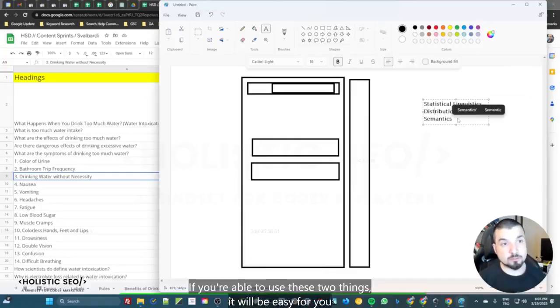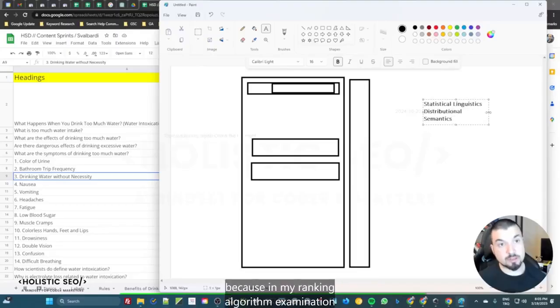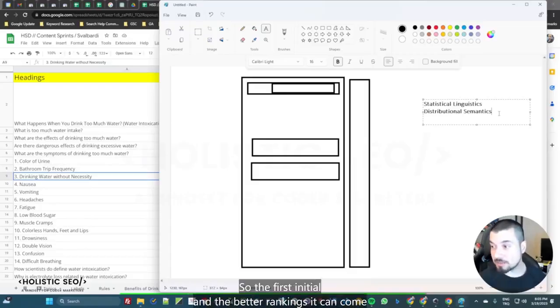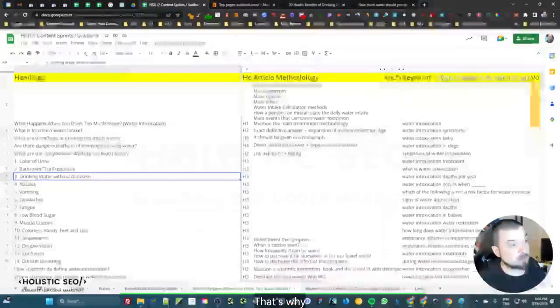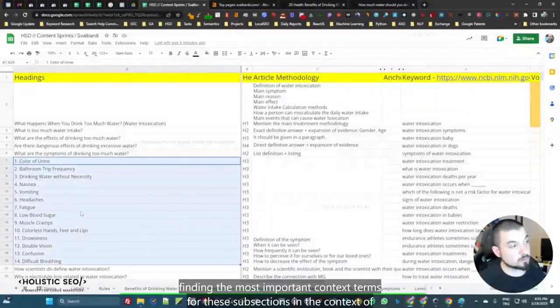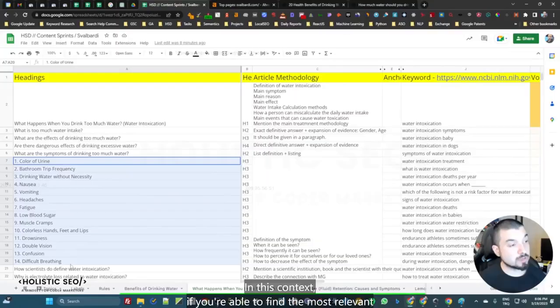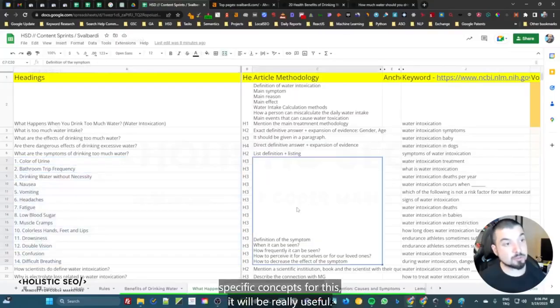If you're able to use these two things, it will be easy for you, because in my ranking algorithm examination, I directly told that there are two types of ranking algorithms. One is coming from the quantities, the other one is coming from the qualities or qualitatives. And usually checking the quantity is easier than the quality. So the first initial and the better rankings can come with the usage of the proper distributional semantics. That's why finding the most important context terms for these subsections in the context of drinking too much water, but not drinking water, drinking too much water. In this context, if you're able to find the most relevant specific concepts for this, it will be really useful.